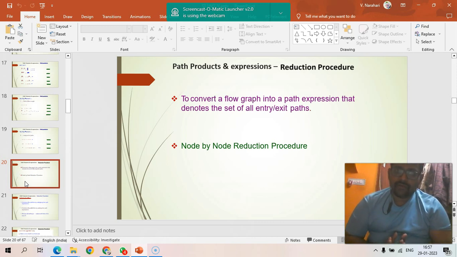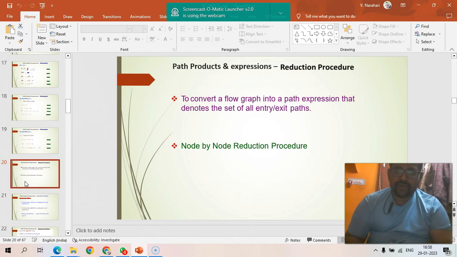and the path reduction procedure is nothing but reducing the given control flow graph to only two nodes, the initial node and the destination. And the path expression which you get by reducing the remaining nodes will contain both achievable and unachievable paths. So node by node reduction is a procedure to reduce the given control flow graph.